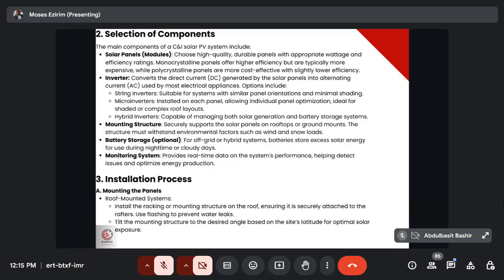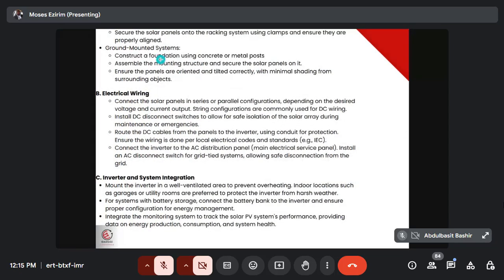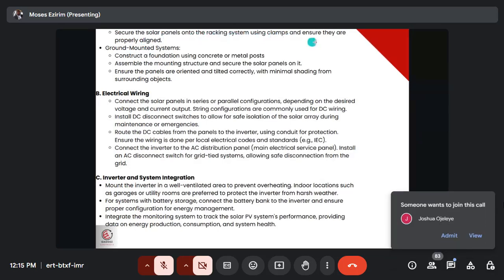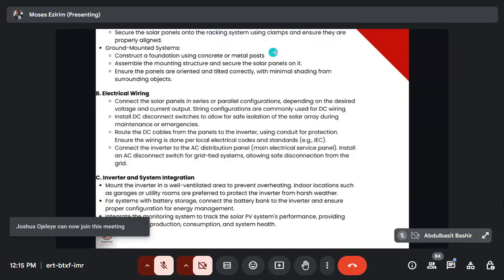All right, so now secure the panel on the racking system using clamps and ensure that they are properly aligned. The reason why the clamps are very, very important is because in case of wind, you wouldn't want wind to blow everything away. So everything has to be secured firmly.